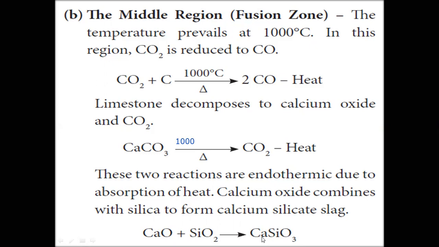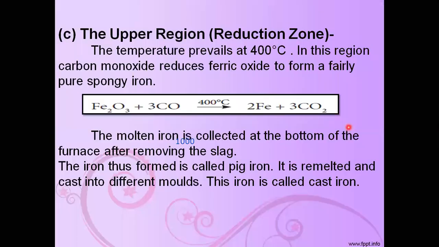So the next one is the lower region. The process is called an exothermic reaction because the heat is liberated. The middle region is an endothermic process because the heat is absorbed. The next one is the upper region, the reduction zone.